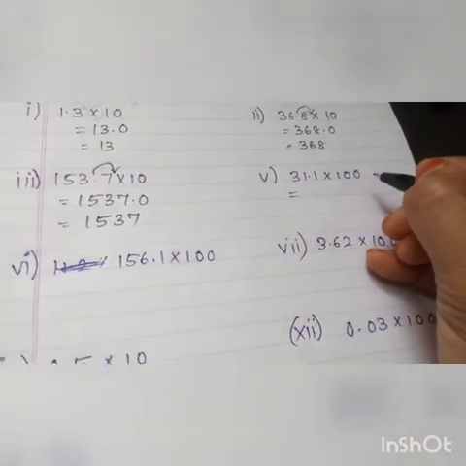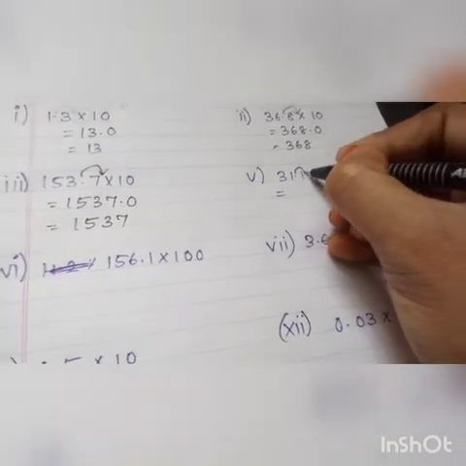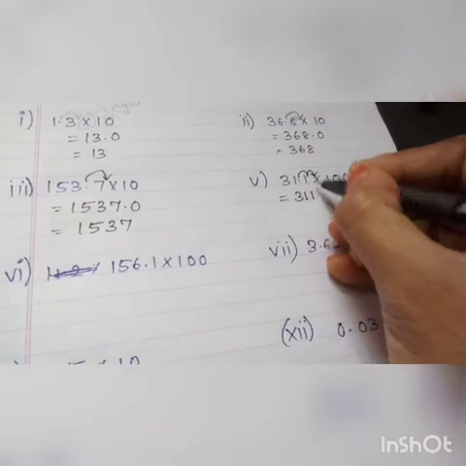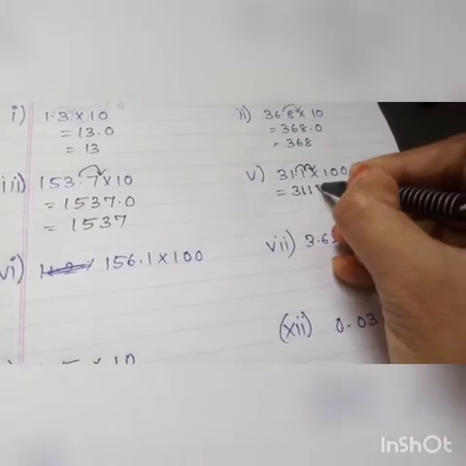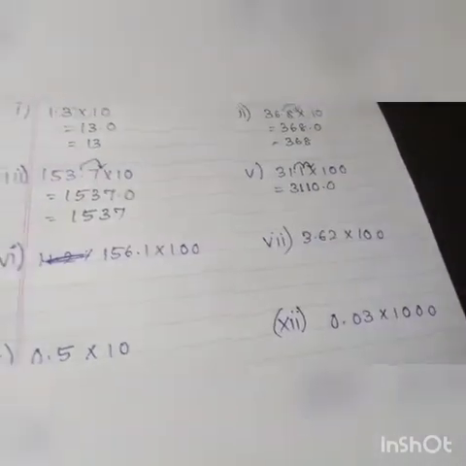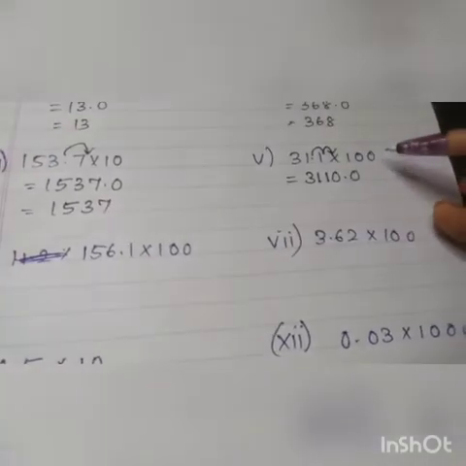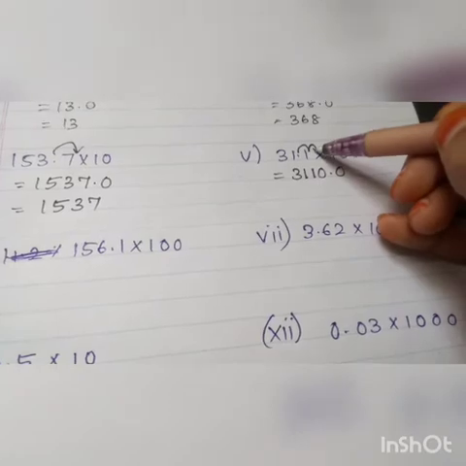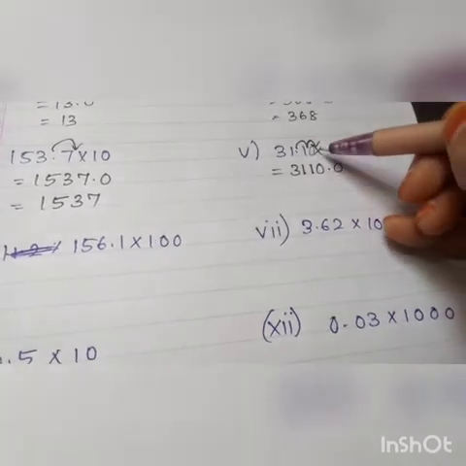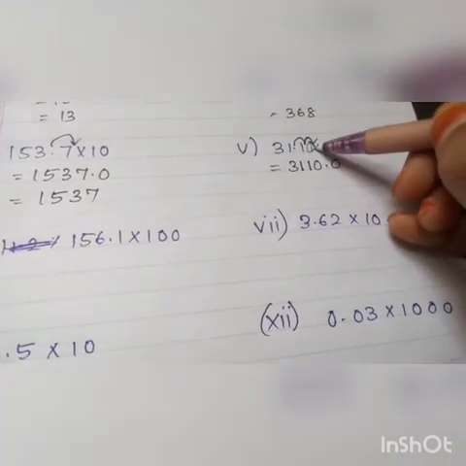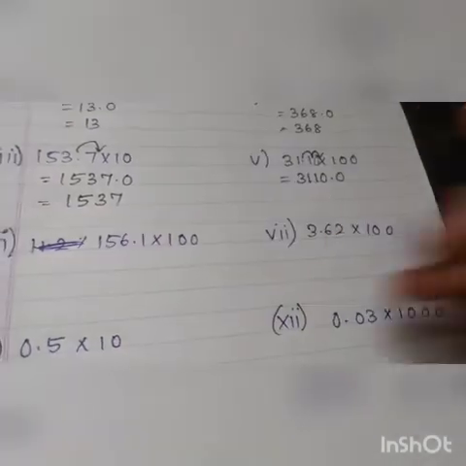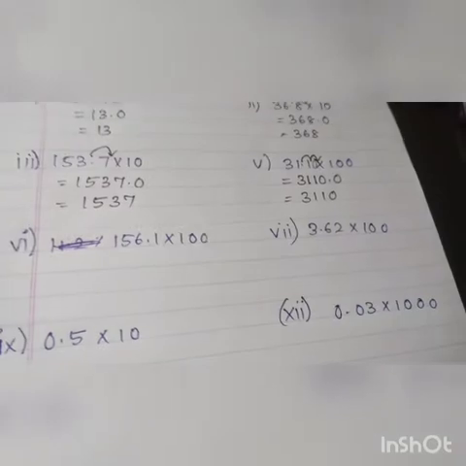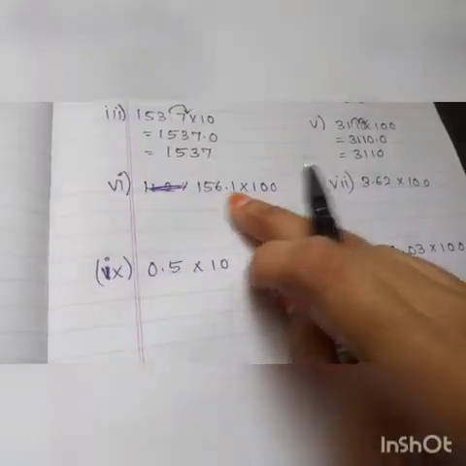Next. 2 zeros, so 2 times you should shift it. 1, 2. What will you write? 3 1 1. One digit is not there, so 0. Listen children, 2 digits you are going to shift it. 1, 2. 1 you will write. Here nothing is there, so insert one 0. You will keep a decimal point here. So what is the answer? 3110.